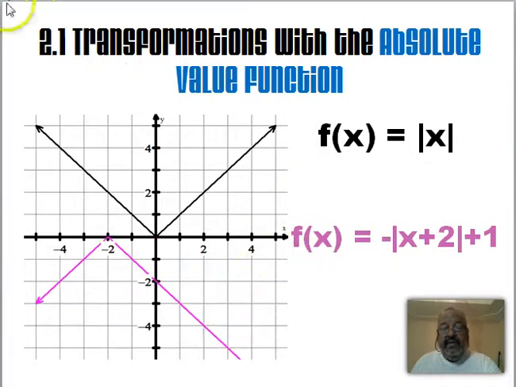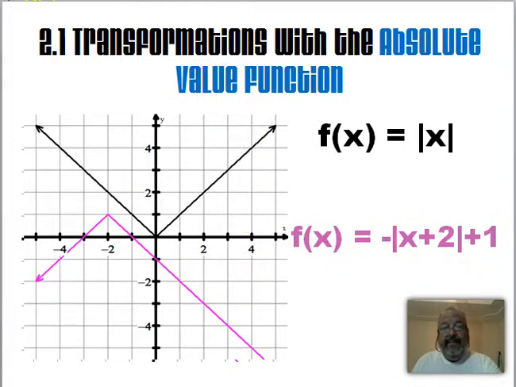Now, what about the second thing? It's flipped across the x-axis, but now it's going to move to the left 2. Now the third thing, let's see what that does. Whoa, that one moved it up 1. So there are 3 things that happen here.